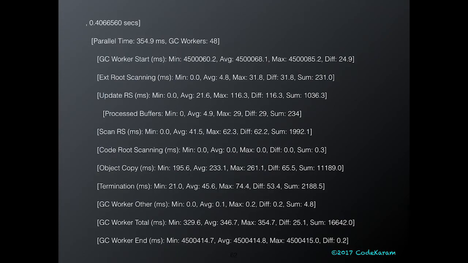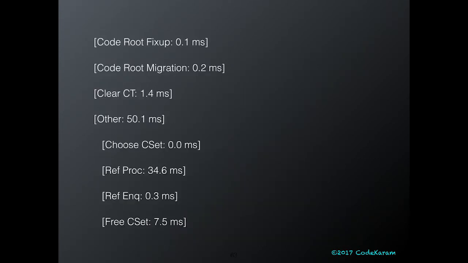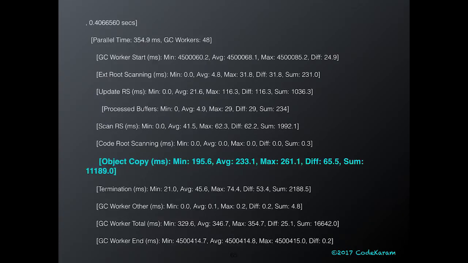But this is how your GC log would look for that particular pause, the first pause that I showed, right? So you have the parallel time and all the work that is done during the parallel time. And then you have the sequential times, which are code root fix-up, code root migration, clear card table, and others. And there are various things that happen during the others, and only 4 of them are mentioned here. So in that particular case, when we saw the other time was 50 milliseconds, 34.6 milliseconds were because of reference processing. It's something nice to investigate further, right?